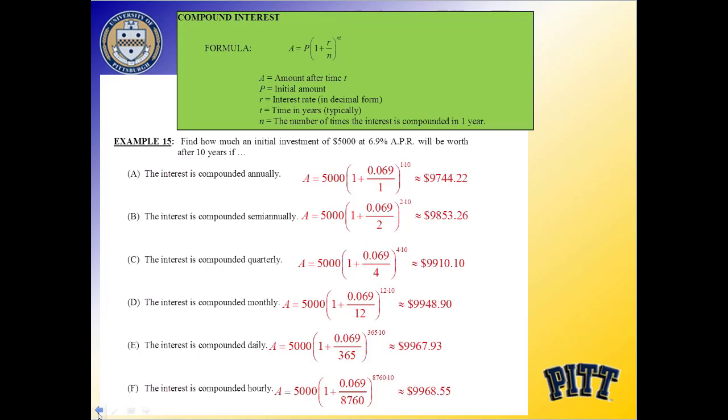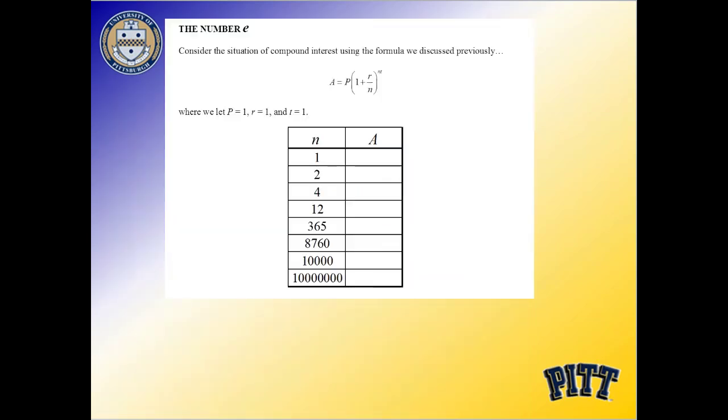Each time I took this general formula and made N bigger and bigger, the amount went up, but it went up less and less each time I did so. So when I look at the same formula, now I'm going to let P, R, and T all equal 1. The only thing I'm going to be changing is N. Okay? So we have an initial amount of 1.